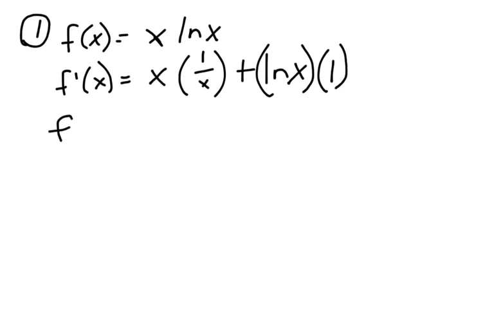And then we just simplify this. X times 1 over x is 1, and natural log of x times 1 is just natural log of x. And that's the answer.